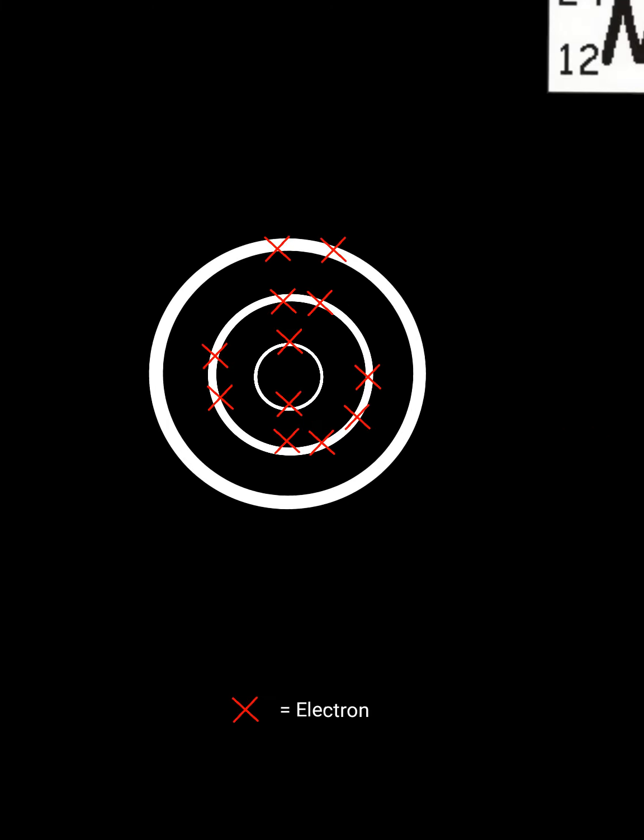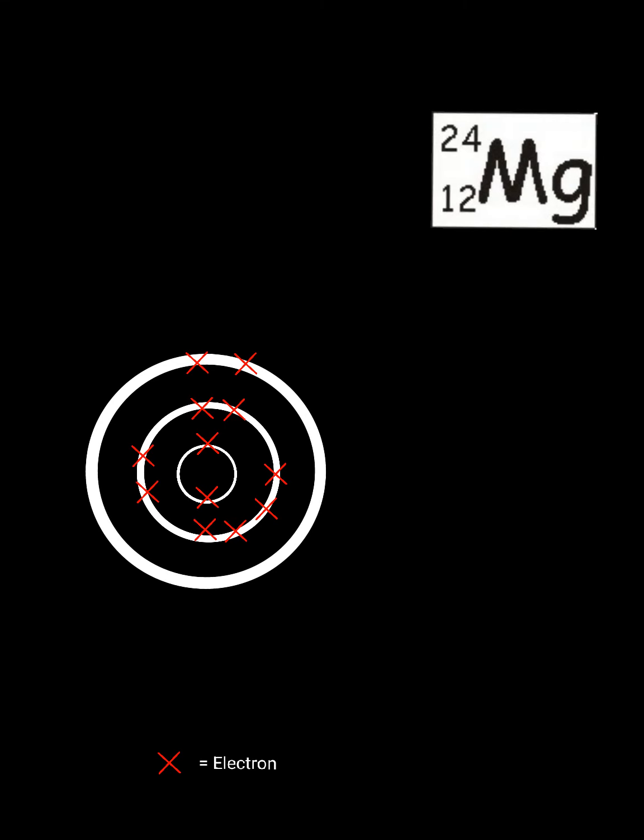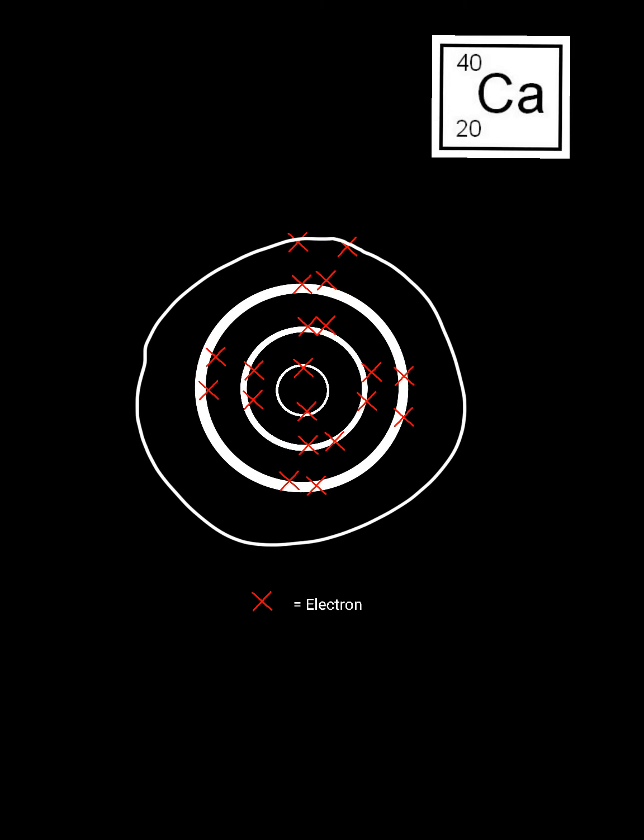Moving on to magnesium. Magnesium has 2 electrons in the first shell, 8 in the second, and 2 in the third shell, and that's written as 2,8,2. And our final one that we looked at was calcium. Calcium has 2 in the first shell, 8 in the second, 8 in the third, and 2 in the last or the fourth shell.